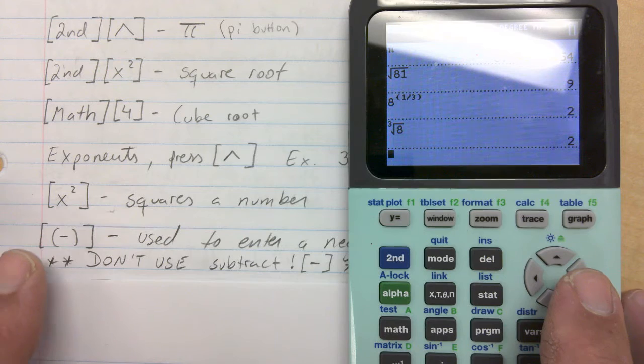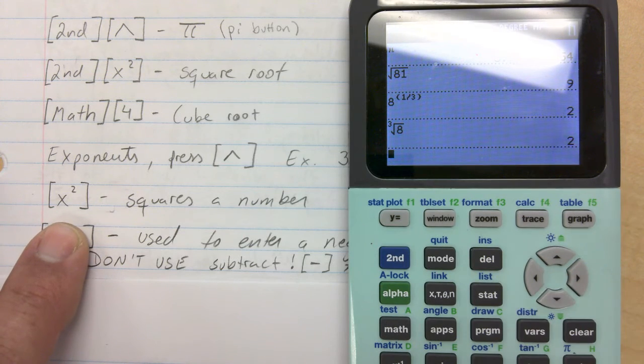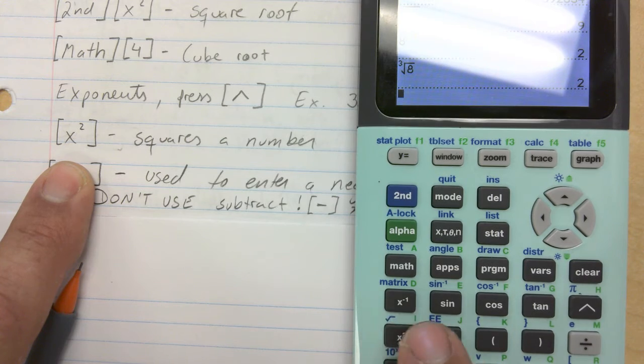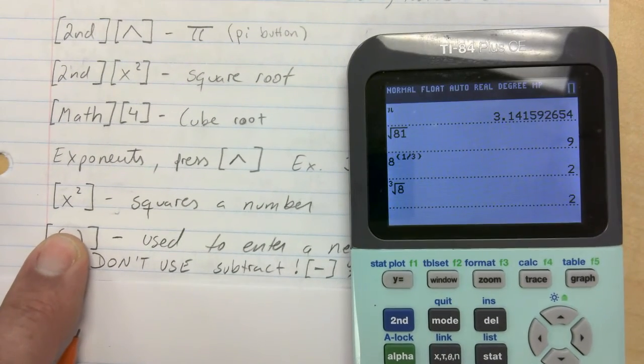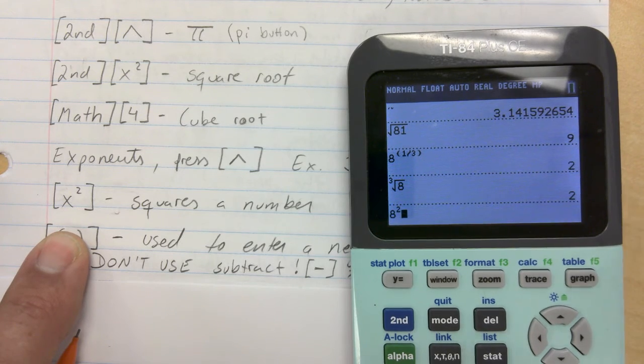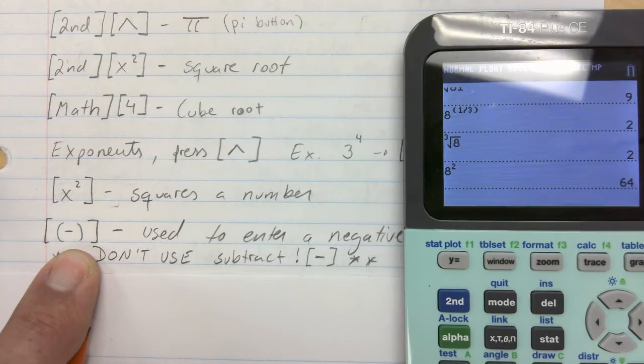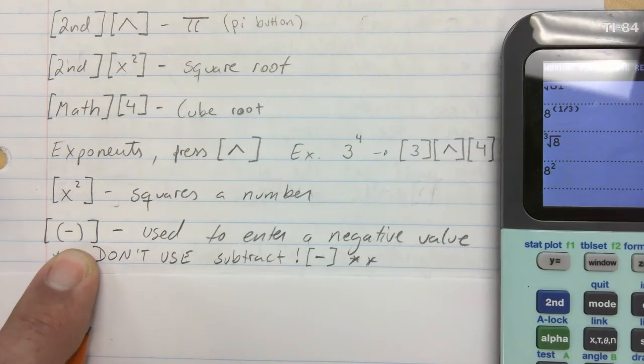So exponents, we've got that. Squares, obviously the x2 button down here, my finger is on the x2, is to square. Okay, so if you want to square 8, should be 64, you got that. This is very important here.